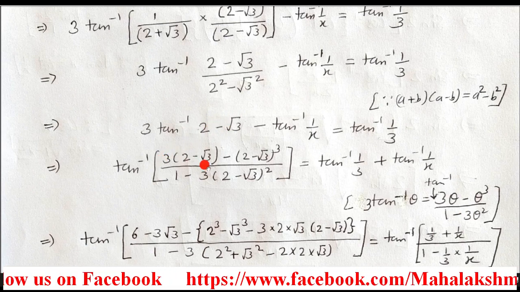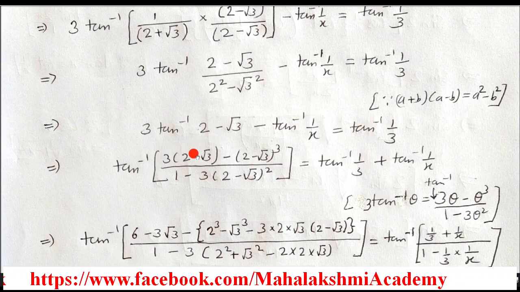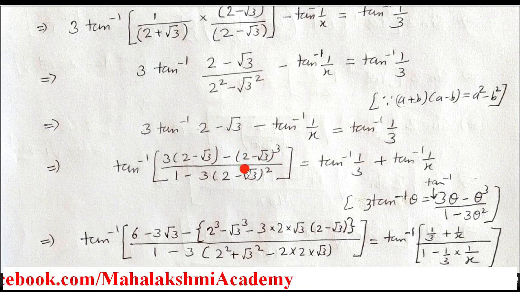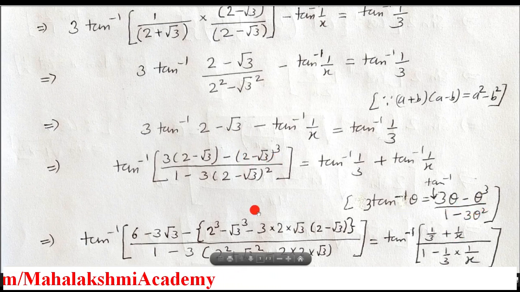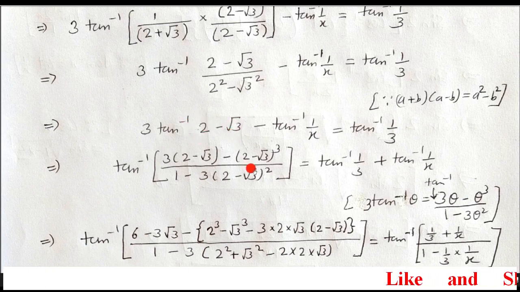So 3 theta, that's why 3 multiplied by this theta, then minus theta cube, that's why minus theta cube, and then 1 minus 3 theta square. So this complete expression is our theta, so theta square. Students, apply the bracket here. I just forgot. It is better that you apply the bracket here.